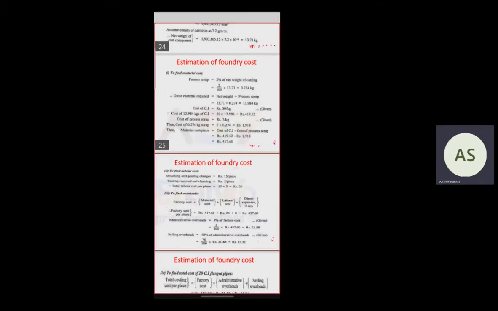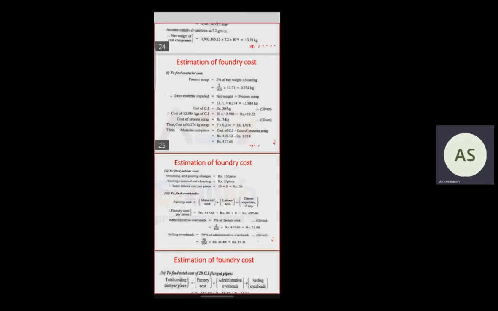So first we want to find the factory cost. Factory cost is equal to material cost plus labor cost plus direct expenses, if any. In this casting, there are no direct expenses. So we add the material cost. Material cost is 417.60, and labor cost is 20. By adding this, we get 437.60 rupees. 437.60 is the factory cost per piece.